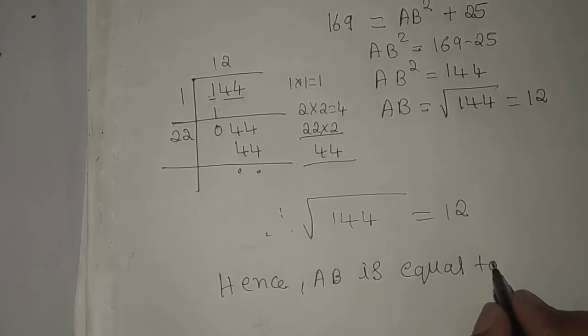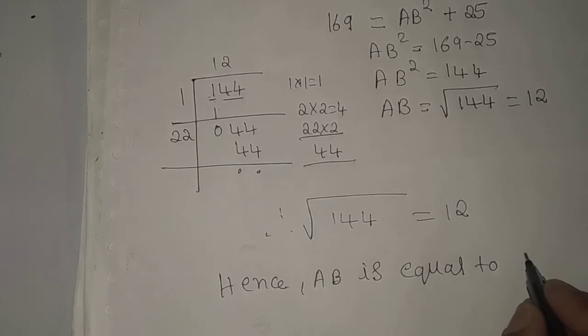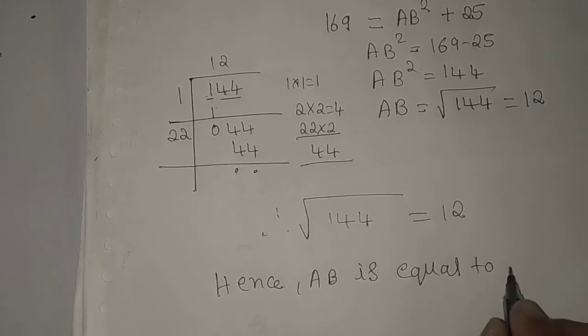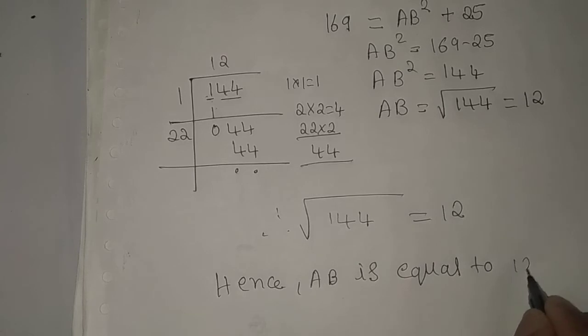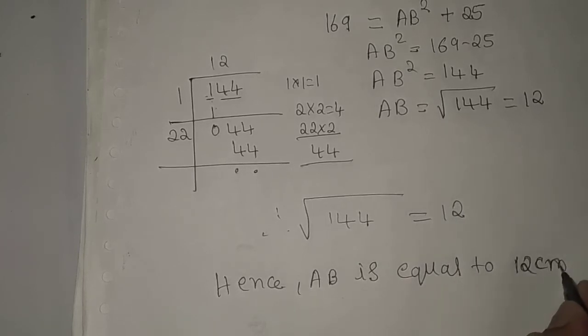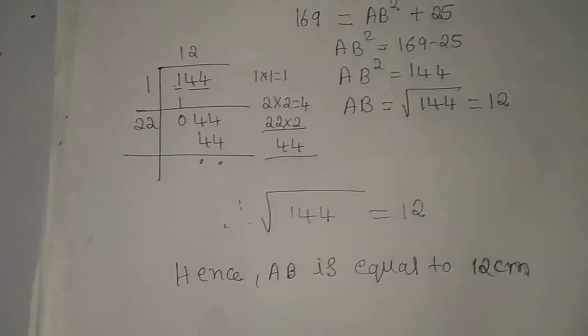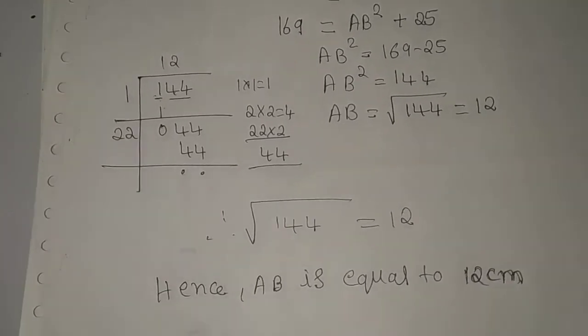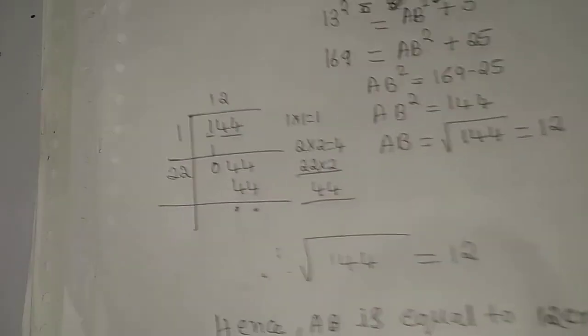In both cases we applied Pythagoras theorem to the right triangle with 90 degrees at B. We have to find one side in both cases. Here we have to find the base AB, and in the first problem we found AC, that is the hypotenuse. So the answer we got is 12 centimeters. This is the solution for question 7B. We move on to the next one.